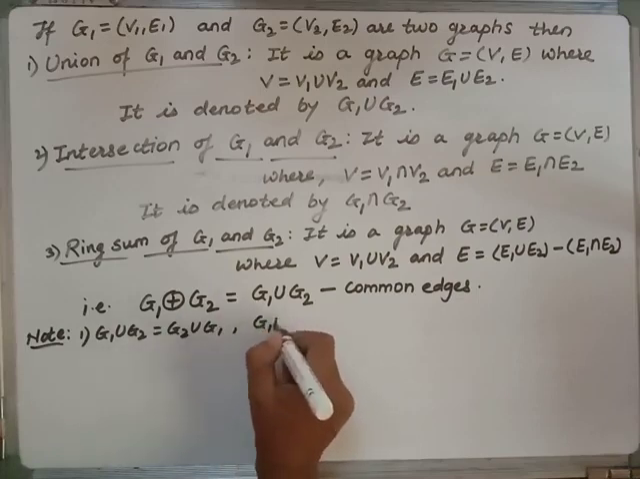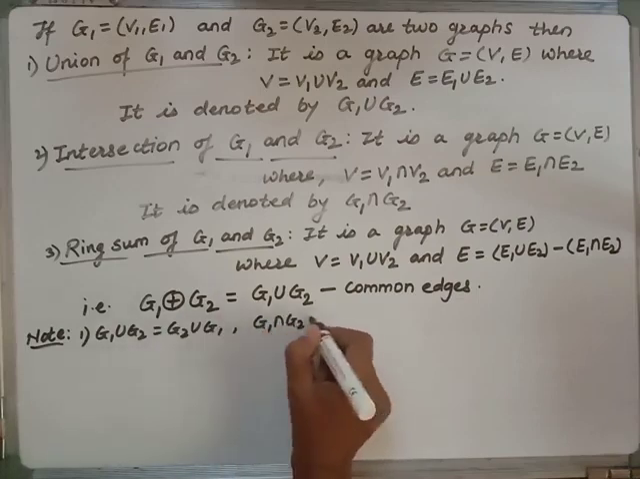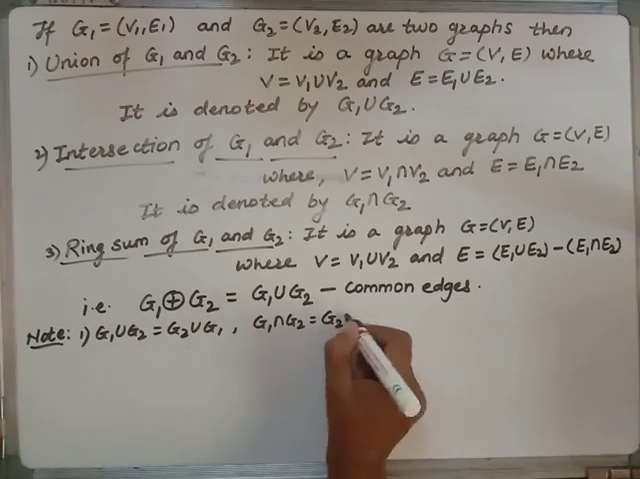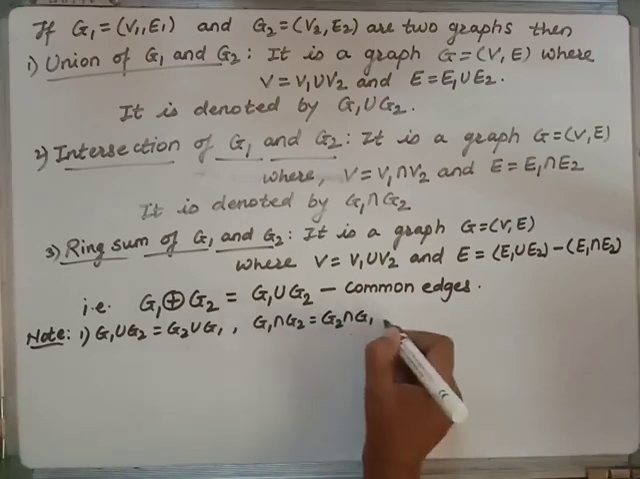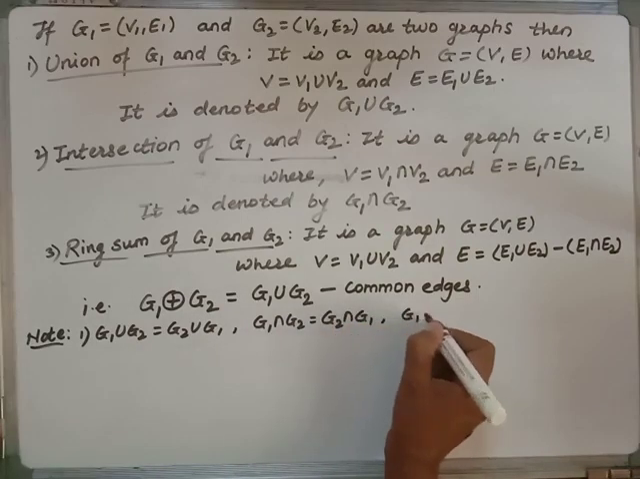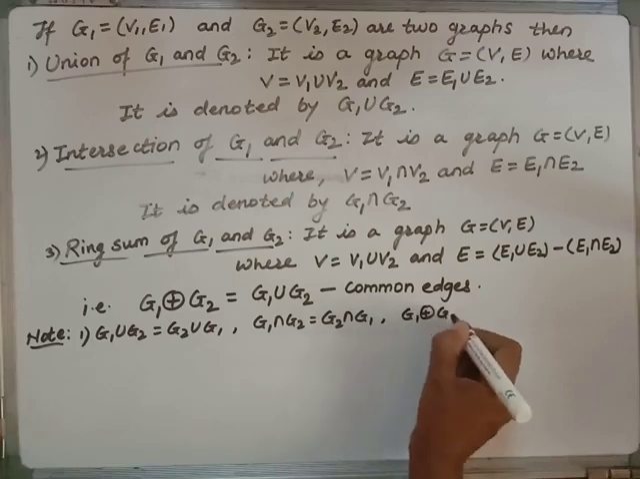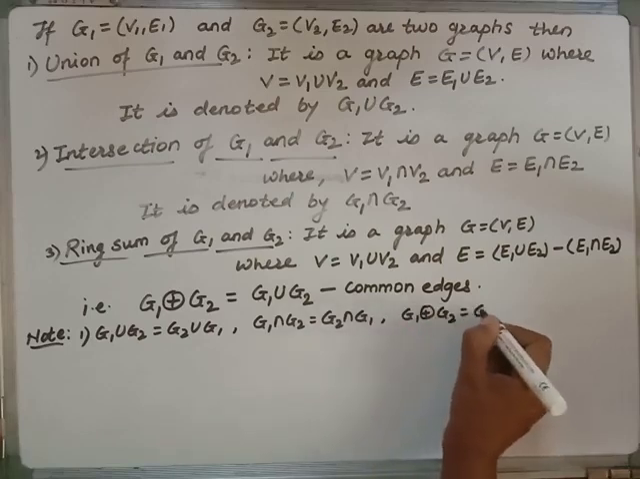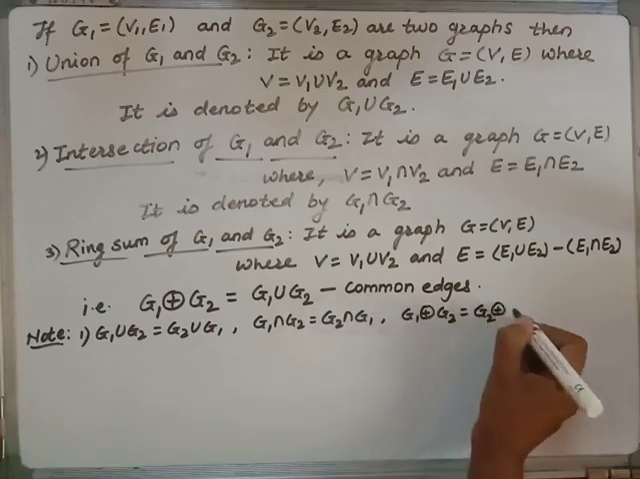G1 intersection G2 is the same as G2 intersection G1, right? G1 ring sum G2 is the same as G2 ring sum G1 also.